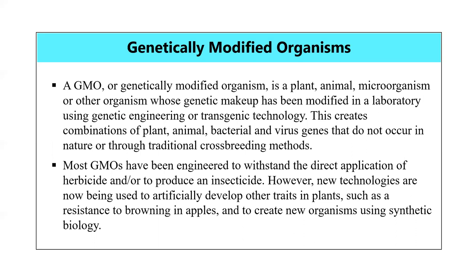Most GMOs have been engineered to withstand the direct application of herbicides and/or to produce an insecticide. However, new technologies are now being used to artificially develop other traits in plants, such as resistance to browning in apples. That's what he said a while ago, and to create new organisms using synthetic biology.